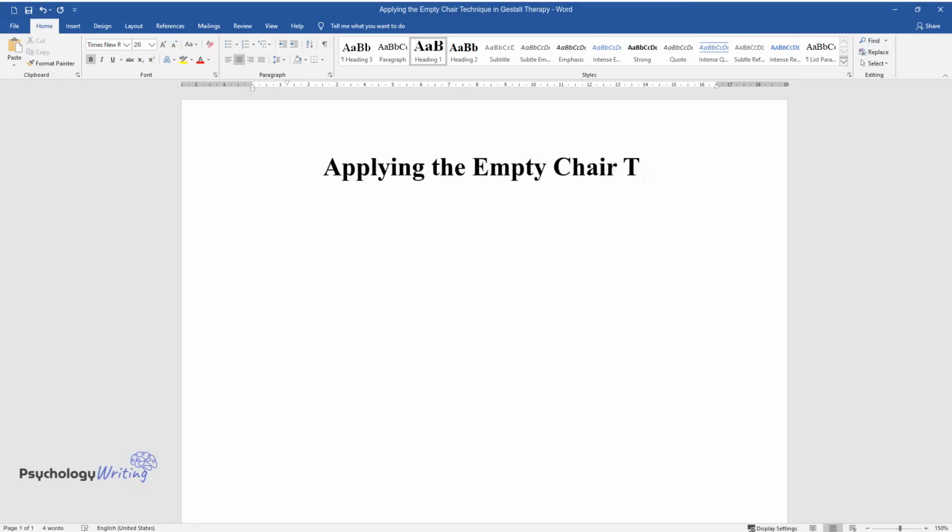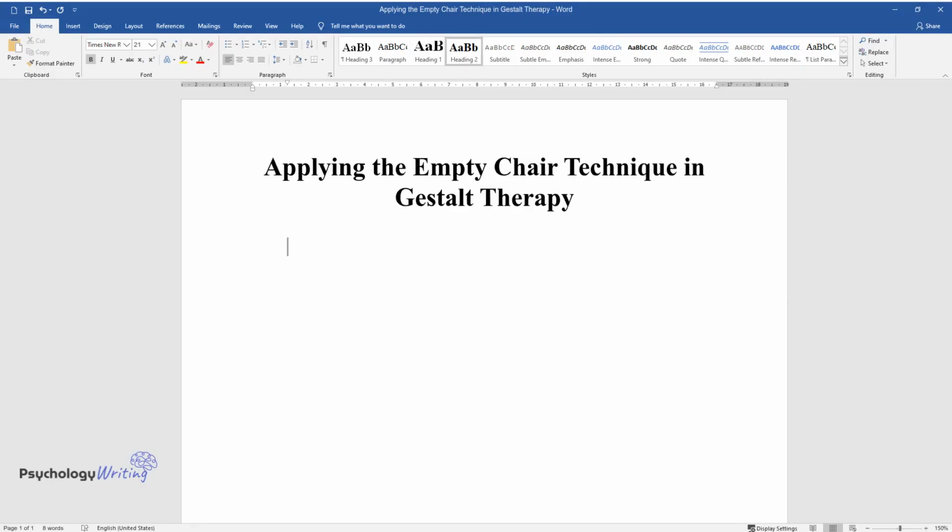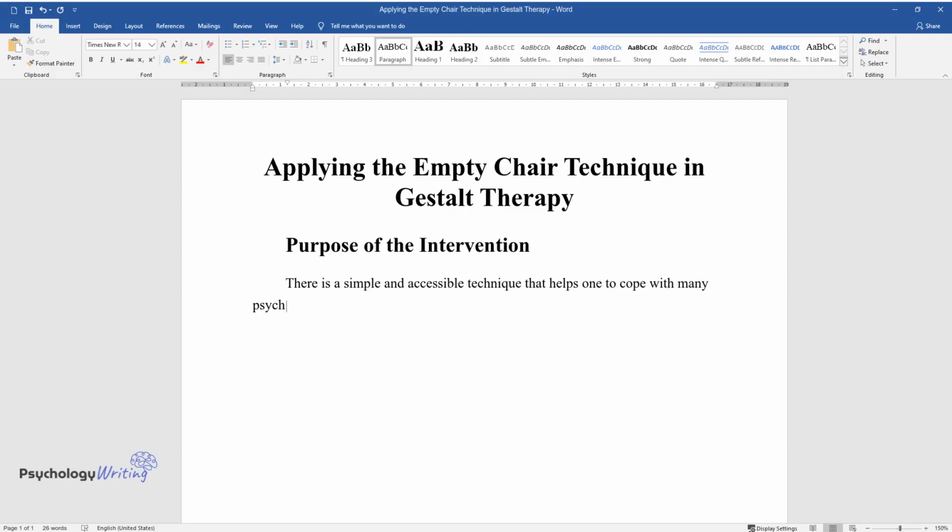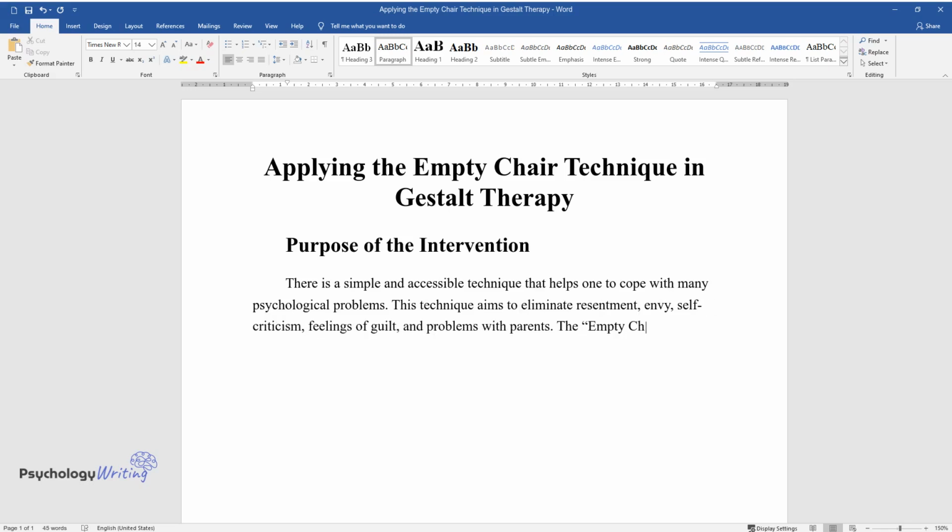Applying the empty chair technique in Gestalt therapy. Purpose of the intervention. There is a simple and accessible technique that helps one to cope with many psychological problems. This technique aims to eliminate resentment, envy, self-criticism, feelings of guilt, and problems with parents. The empty chair technique can help with all of this.